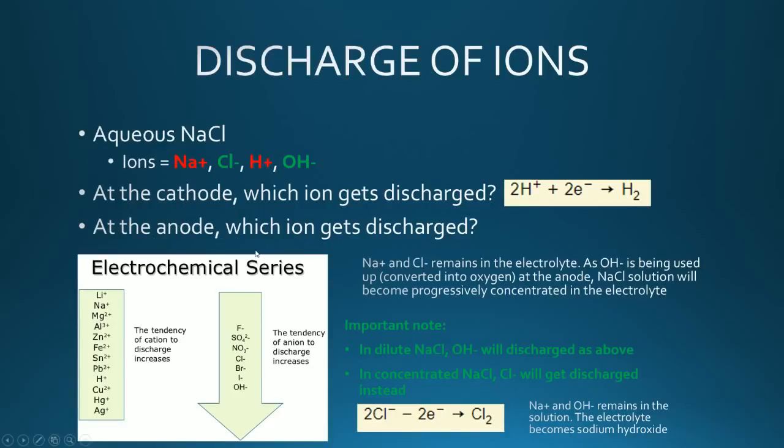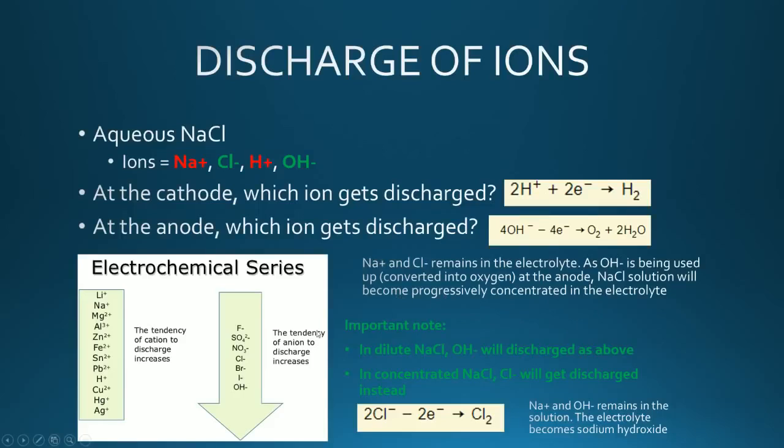Same thing with the anode, because the hydroxide ions are lower down on the list compared to the chloride ions. You actually get the hydroxide ions forming oxygen at the anode. What that means is you get sodium ions and chloride ions remaining in the electrolyte solution. So therefore, because the hydroxide ions and the hydrogen ions are getting used up, the sodium chloride solution will become progressively concentrated throughout the process of electrolysis.